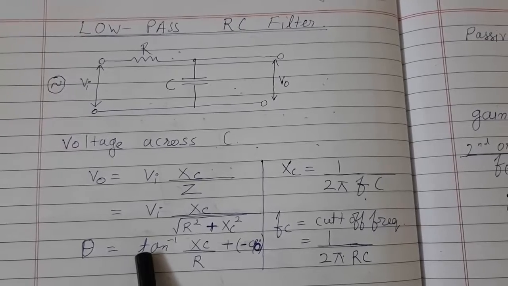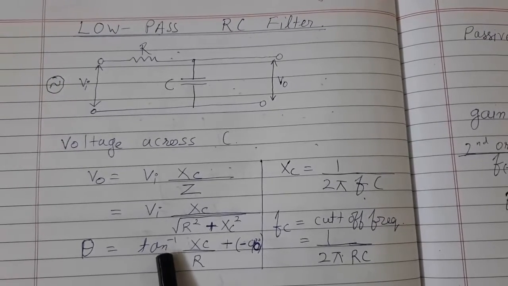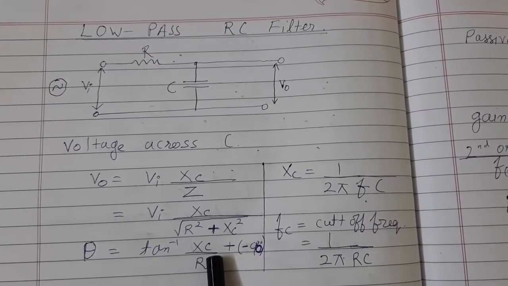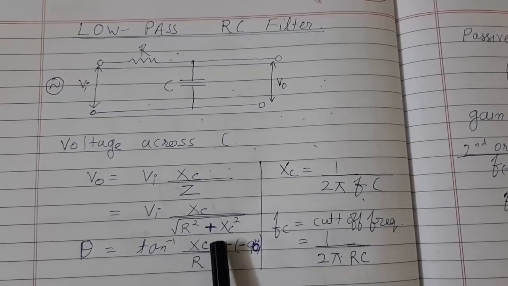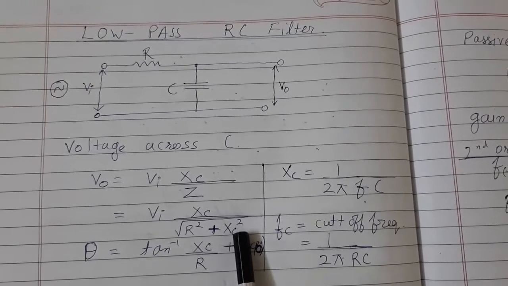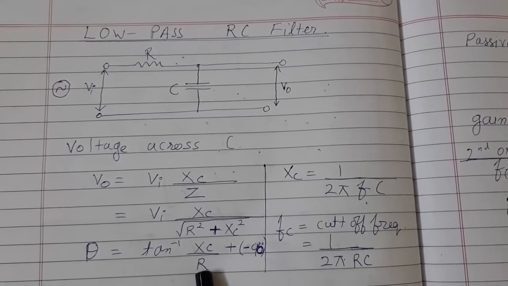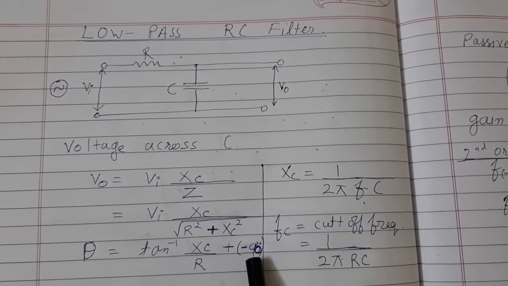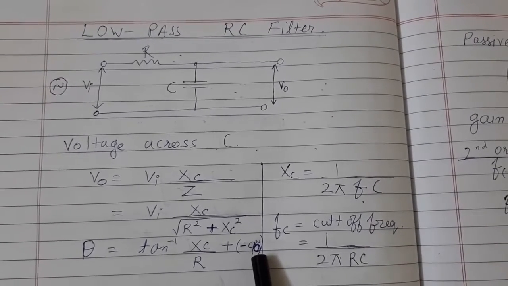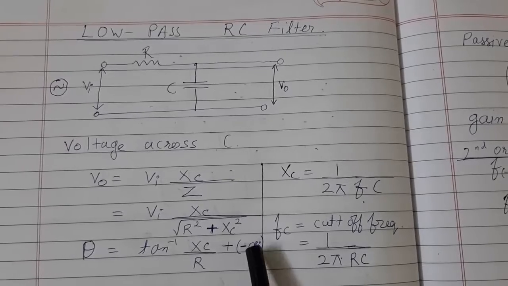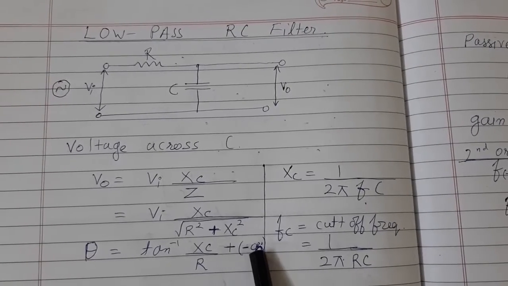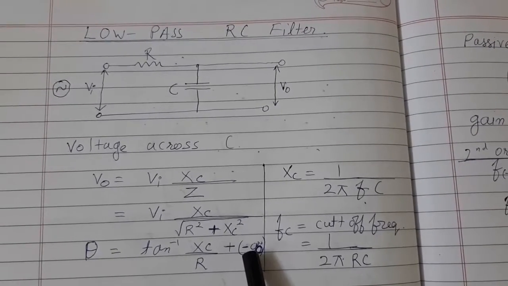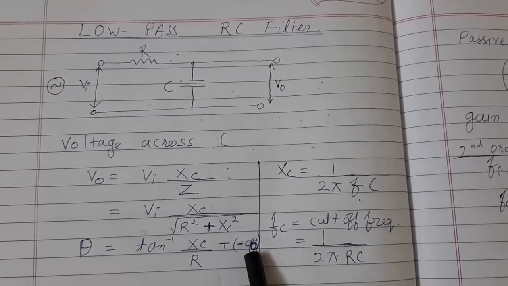Theta equals tangent inverse of the reactance, that is the imaginary component of the impedance, divided by the real component of the impedance, plus minus 90 degrees, which denotes that the current leads the voltage, or voltage lags current.